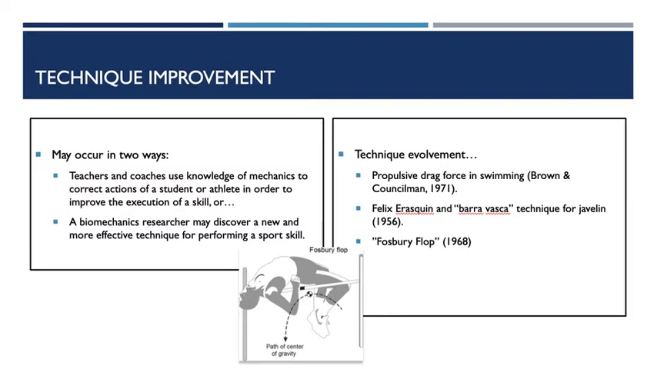One example of technique refinement discovered was by Brown and Councilman in the 1970s. Their research indicated that the lift forces acting on the hand as it moved through the water were much more important in propelling a swimmer through the water than previously thought. This research indicated that rather than pulling the hand through the water in a straight line backward to produce a propulsive drag force, the swimmer should move the hand back and forth in a sweeping action as it is pulled backward to produce propulsive force, lift forces, as well as propulsive drag forces.